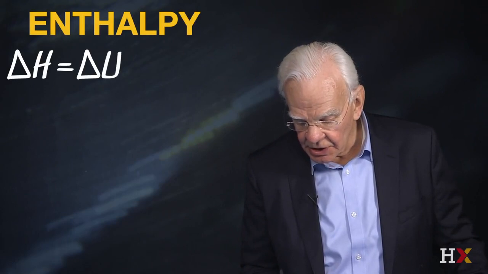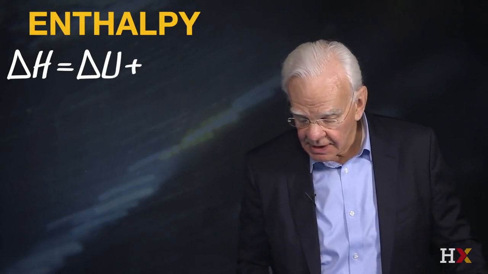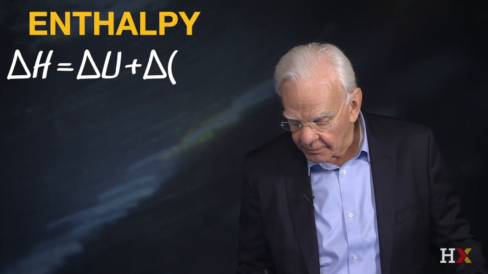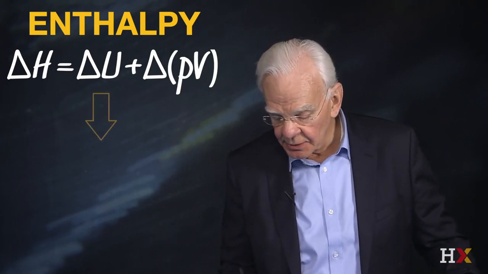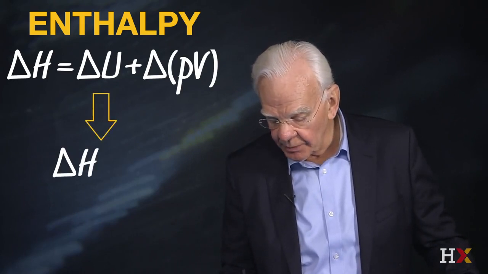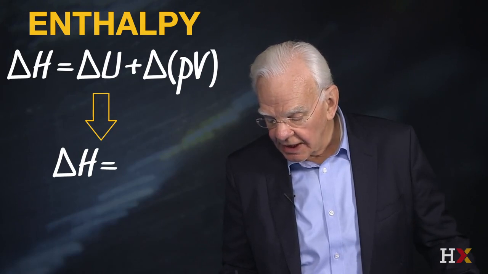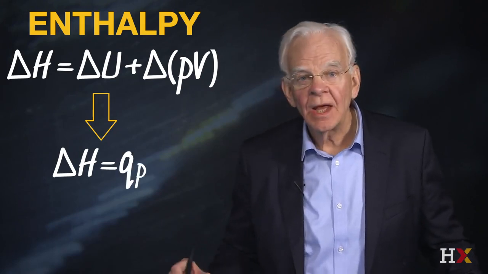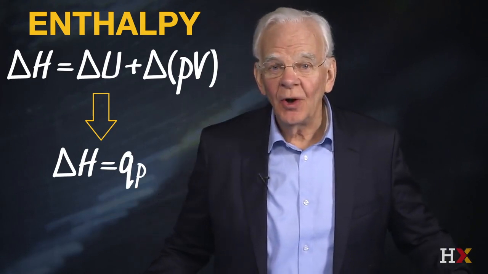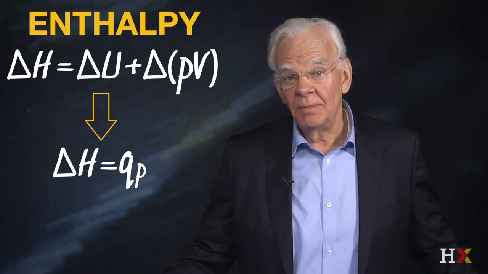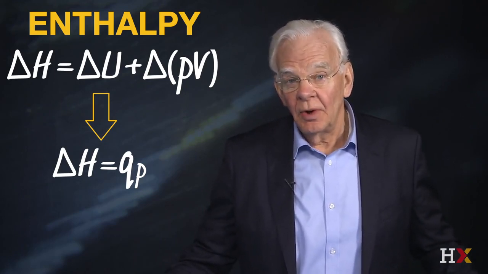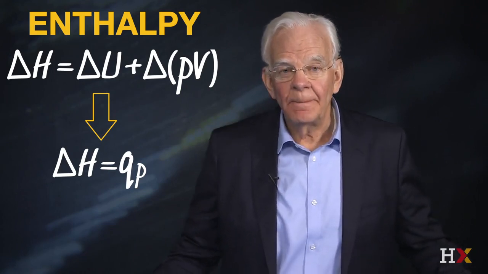We also defined enthalpy. Enthalpy is equal to the change in internal energy plus the change in the product of pressure times volume of the system. And that led us to deduce the fact that the change in enthalpy was equal to the heat released at constant pressure. And since 95% of all chemical reactions occur at constant pressure, that delta H term turned out to be the most important variable for analyzing the energy of a system.